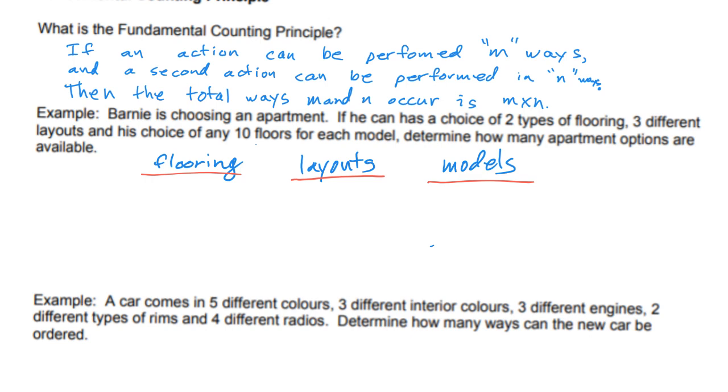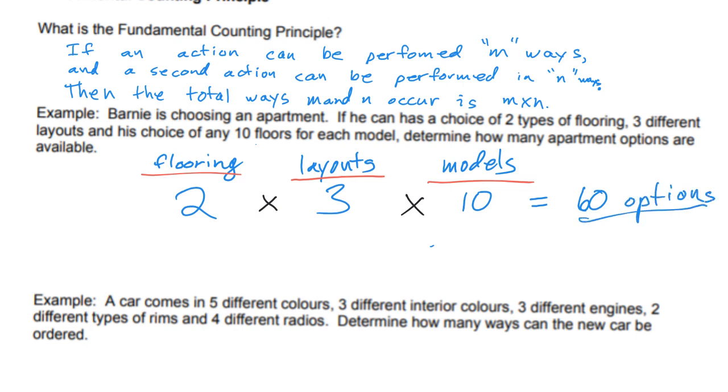So here's what we do. Ready? Flooring is 2 possibilities. Layouts is 3, and models is 10. So because these are all independent, one right after the other, you'll notice that our final answer is 2 times 3 is 6 times 10 is 60 ways. 60 ways or options is what we have.